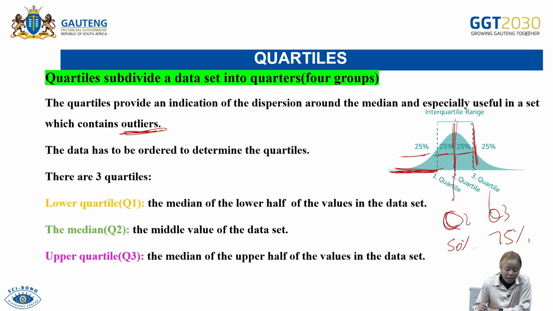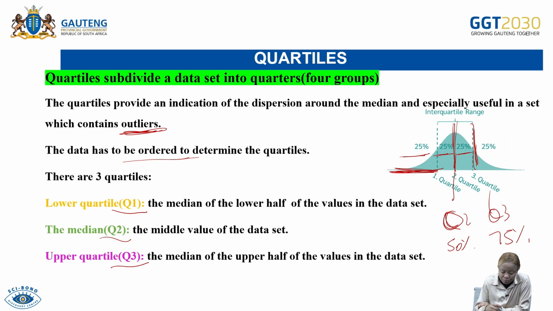Okay, the data has to be ordered to determine the quartiles. For you to determine the quartiles, you need to make sure that your data set is in ascending, or increasing, order. So always make sure that you write your data set from the smallest to the biggest. Okay, so we have 3 quartiles, as I have already mentioned. We've got Q1, which we call the lower quartile. We've got Q2, which we call the median. And then we've got Q3, which we call the upper quartile.